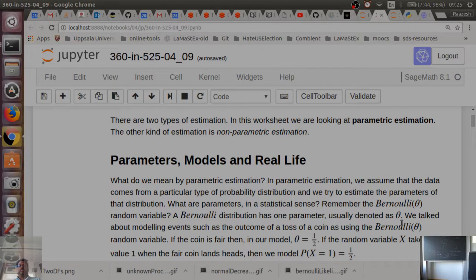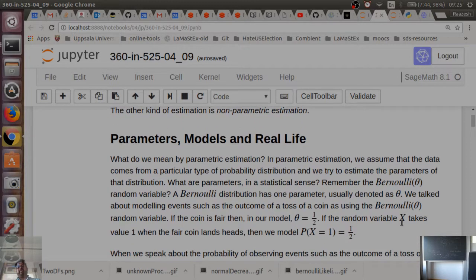So then there are two types of estimation. In this notebook, we're going to be looking at parametric estimation. The other kind is non-parametric estimation, which we'll visit hopefully as soon as we can.